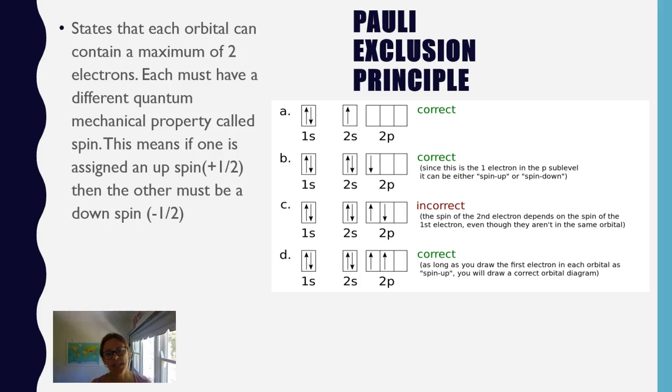But in the third example here, you can see that I have put one electron up in one orbital, and one down in the next. What we have to have is the spin of the second electron depend on the spin of the first. So even though they aren't in the same orbital, we need to put them in the same sort of direction. As long as you draw the first electron in each orbital as spin up, you draw them all spin up first. We'll look at some examples that will help you a bit more.